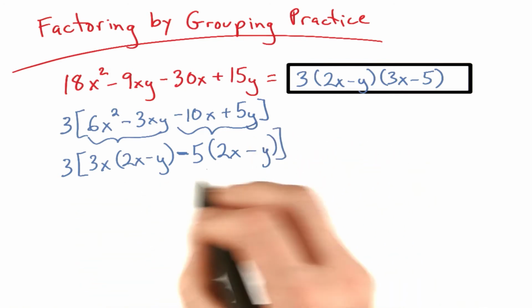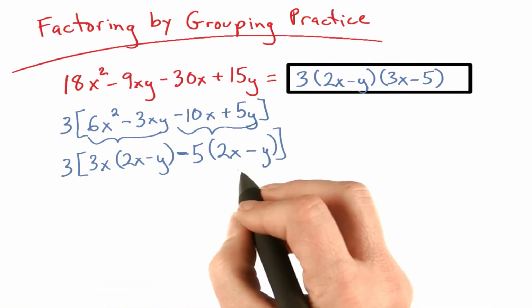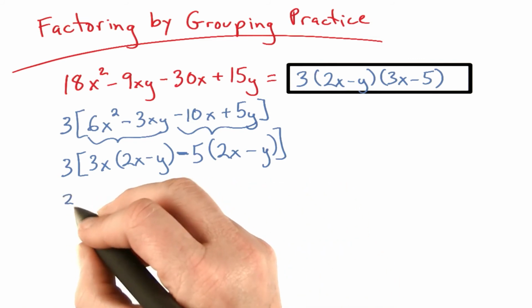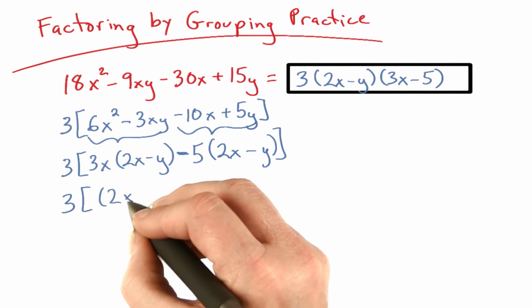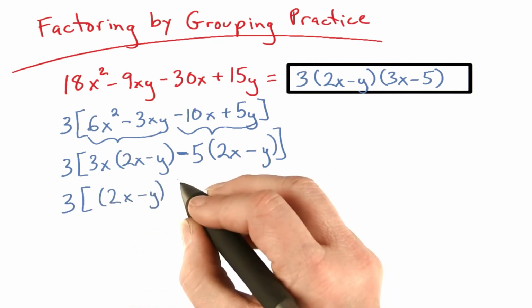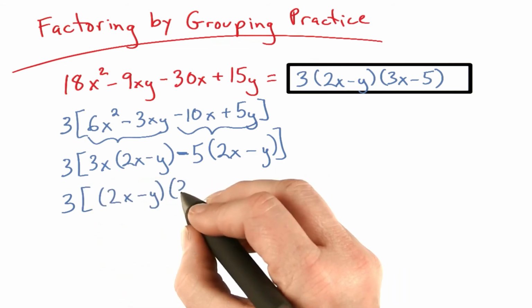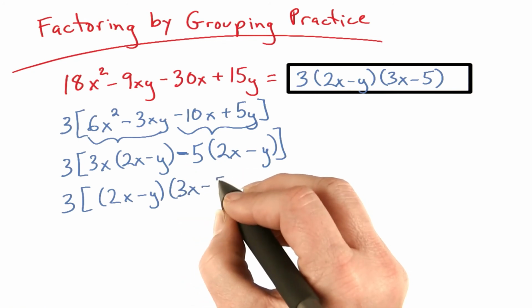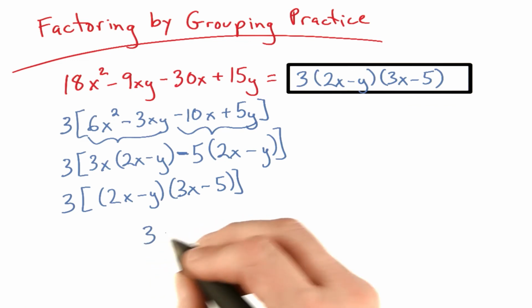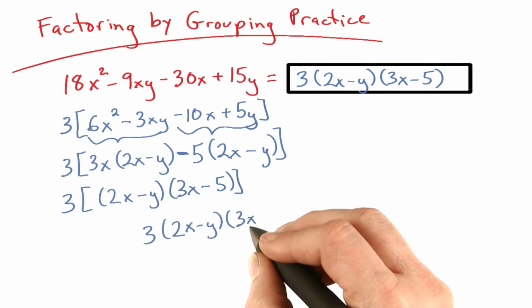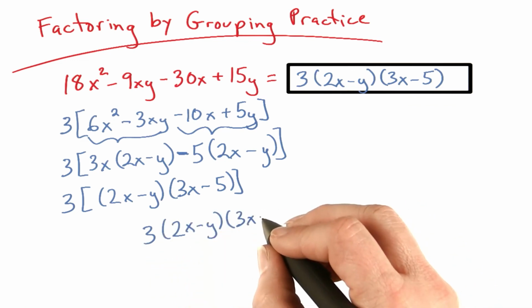My next step is to factor out the GCF of the 2 terms inside the parentheses. Remember to carry along the 3, and I'm left with (2x minus y) times (3x minus 5). And this second pair of parentheses is redundant, so I can just write 3 times (2x minus y) times (3x minus 5).